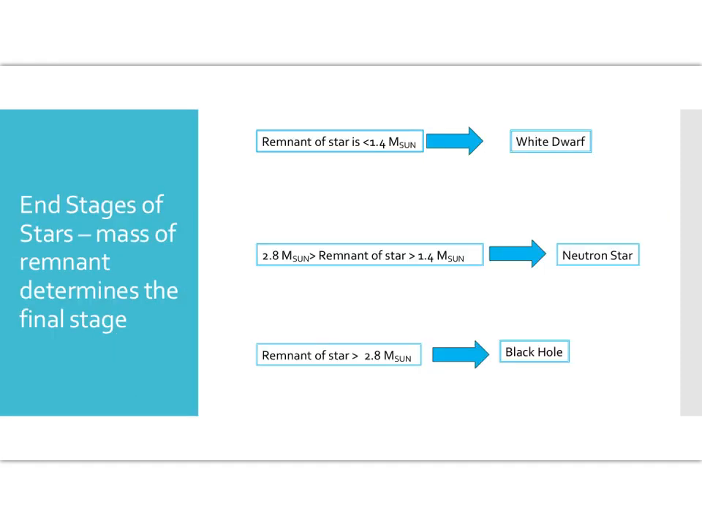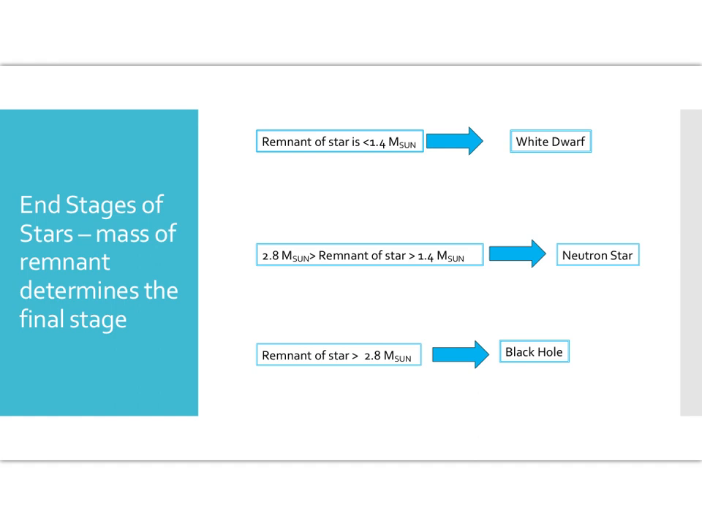So the first thing I wanted to do is just remind you of what we've looked at so far. We talked about the end stages of stars, stars like the sun, massive stars, and then what we're doing today is really massive stars where their remnant is big enough that we form a black hole.